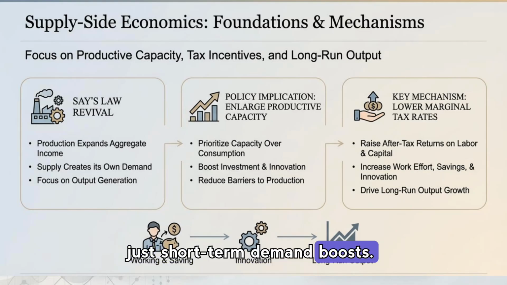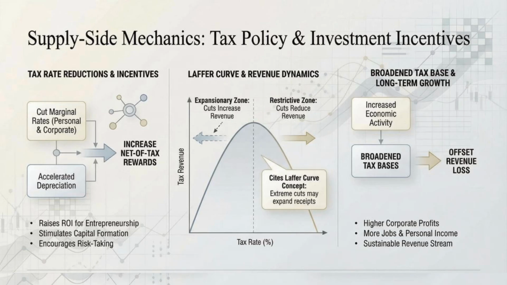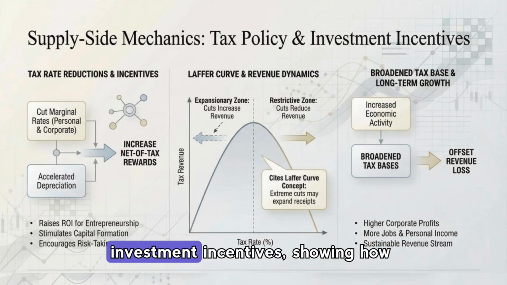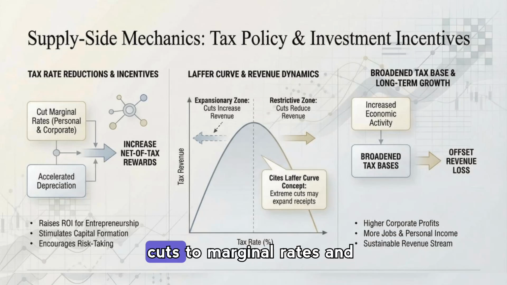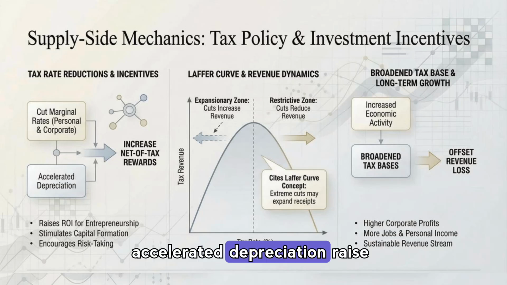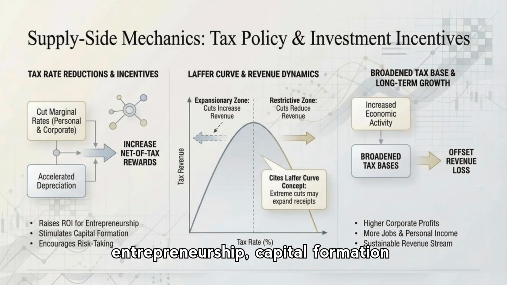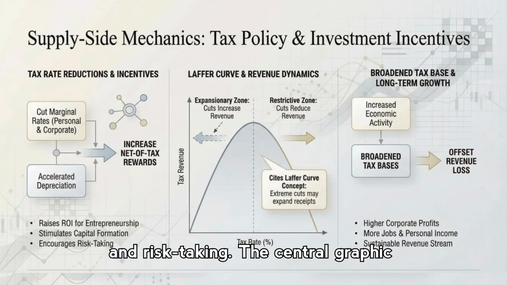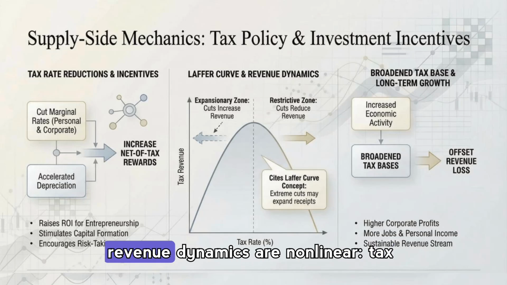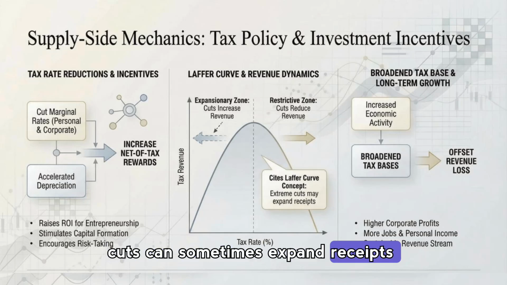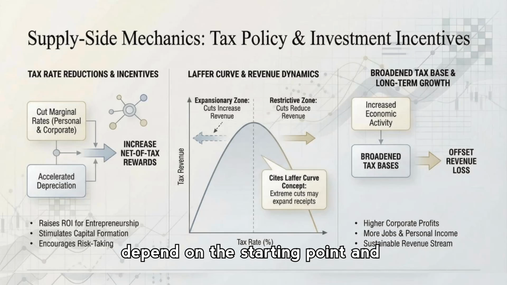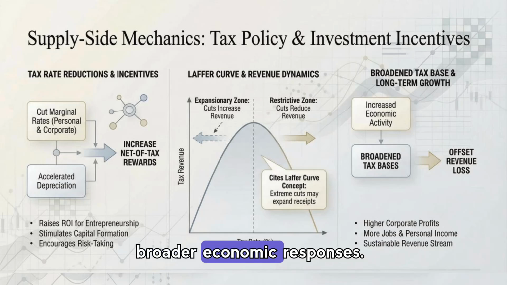short-term demand boosts. This slide lays out supply-side mechanics around tax policy and investment incentives, showing how cuts to marginal rates and accelerated depreciation raise after-tax returns and stimulate entrepreneurship, capital formation, and risk-taking. The central graphic of the Laffer curve reminds us that revenue dynamics are non-linear. Tax cuts can sometimes expand receipts through growth, but outcomes depend on the starting point and broader economic responses.